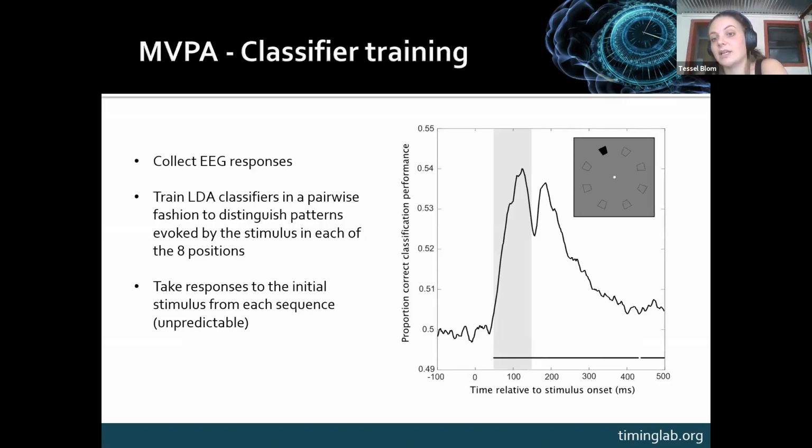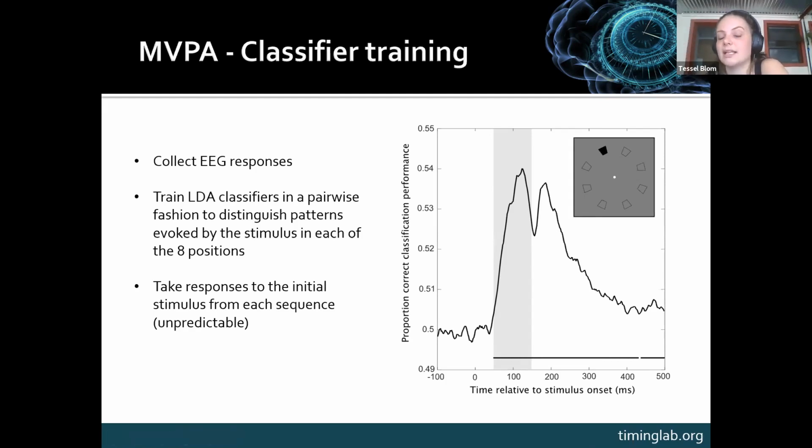We then collected EEG while participants looked at this stimulus move around, and we trained LDA classifiers. We did multivariate pattern analysis, looking at how we can train these classifiers to learn to distinguish the location of this stimulus. We did that in a pairwise fashion, so you train position 1 versus 2, and you do that in all combinations. And we found that, indeed, our classifiers are able to learn the location of the stimulus.